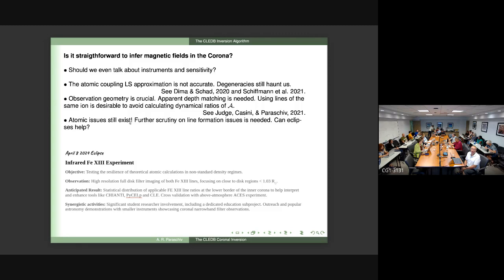So in this case, I'm going to run an eclipse experiment for 2024 to measure just this. Just go as close to the limb as possible and measure the integrated line ratios for the iron-13s. Yes, this affects all of those nice density estimates that everyone else is getting, which might not be compatible with reality.